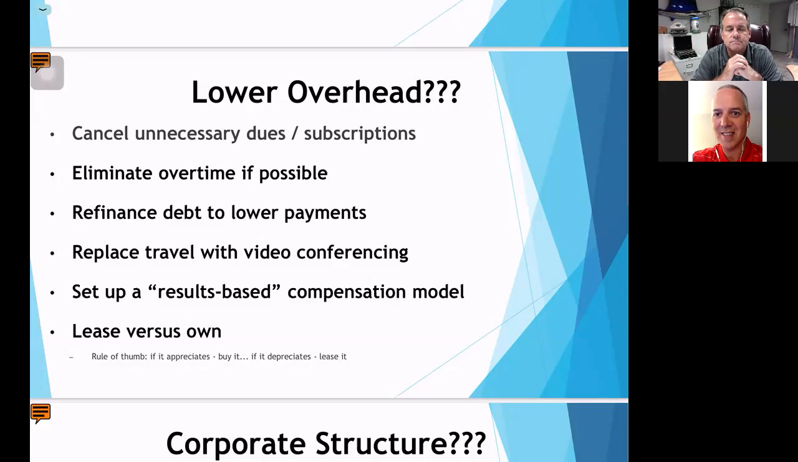Other low overhead ideas, we just talked about canceling unnecessary dues, subscriptions, talked about your phone bill, eliminate overtime, refinance debt. This is a great time to refinance your debt. Rates are pretty darn low. So if you can refinance the debt, replace travel with video conferencing. I think everybody now is more of an expert at Zoom than they were 3 months ago before this started. I was talking to one of the bankers that I deal with, and he was talking about how new sales probably still want to be face-to-face, but ongoing relationships can probably do a lot more Zoom calls as opposed to in-office visits.